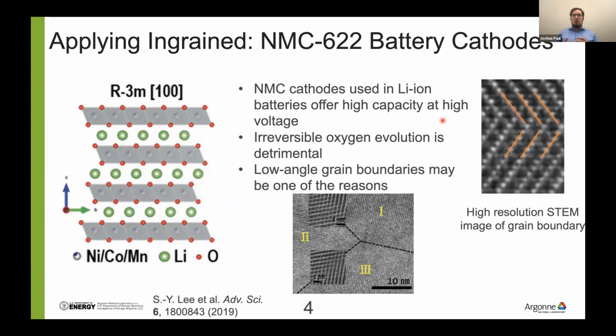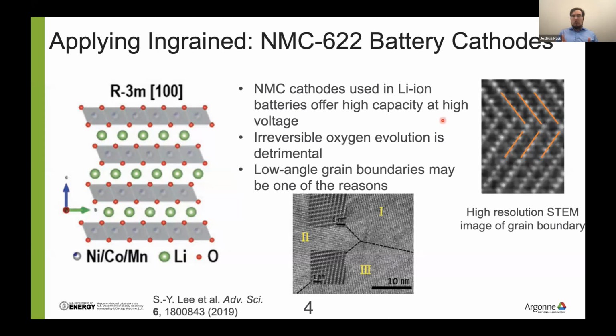However, over a few charge and discharge cycles, the properties degrade significantly. This is due to irreversible oxygen evolution. And so the question ended up becoming, are the grain boundaries responsible for this? There are two kinds of grain boundaries.